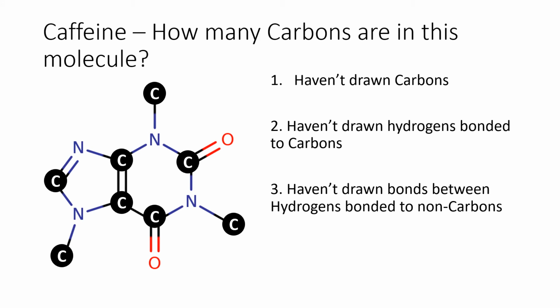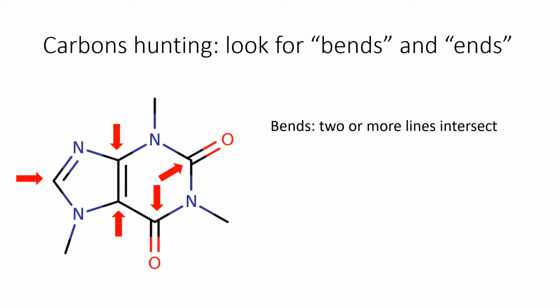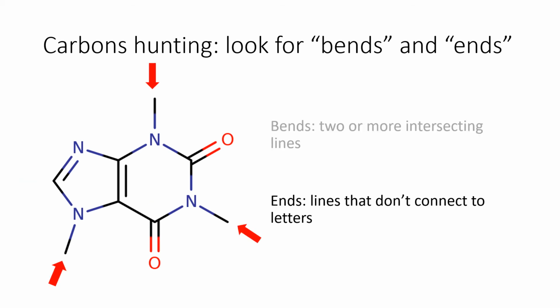If you said 8, you're right, and here they are. There's all 8 of them there, labeled. When you're hunting for carbons, generally a good tip is to look for what we call bends and ends. So bends are simply the places where 2 or more lines, 2 or more of these bonds, intersect. Ends are lines that don't connect to letters. And at these bends and ends, that's where your carbons are located.